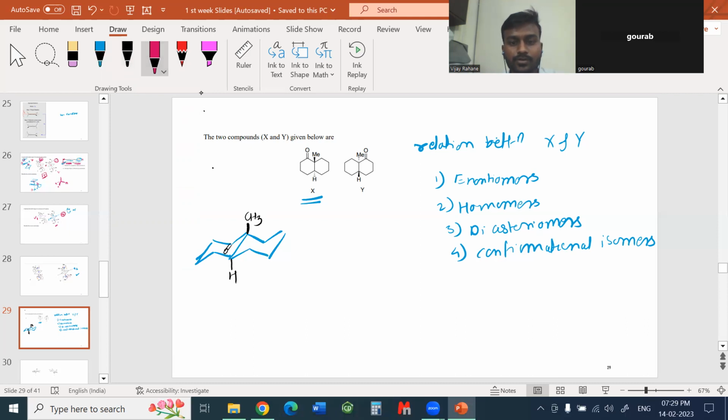Similarly, we'll draw the Y molecule, right? In this one, the same: hydrogen is up, methyl is down. So I will draw one ring, the first ring, and for this one the methyl group is downward. Hydrogen is up, and methyl will be down. Methyl down, hydrogen up.